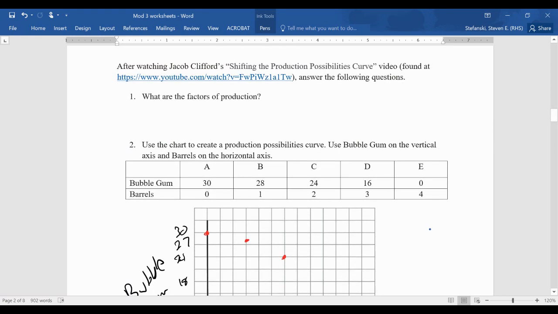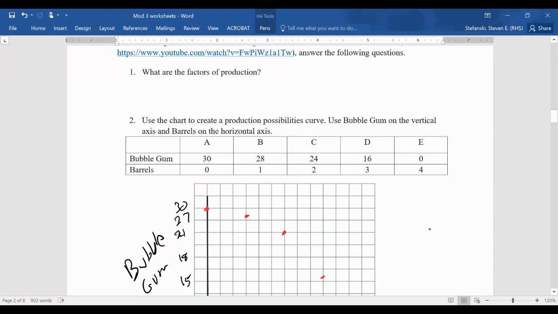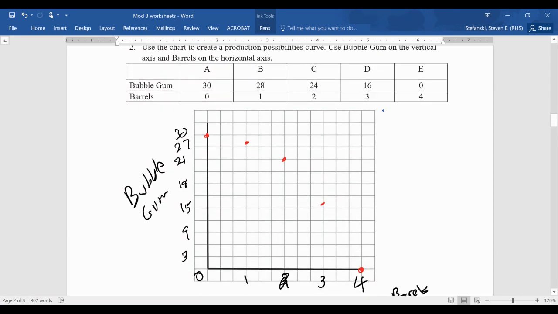Once again, you're watching a Jacob Clifford video, which I have on there, and it says, what are the factors of production? We have land, labor, capital, and entrepreneurship. Those are our factors of production, right? You need all of those to produce anything. Next, it has a chart here. It says use a chart to create a production possibility curve. Use bubblegum on the vertical and barrels on the horizontal.